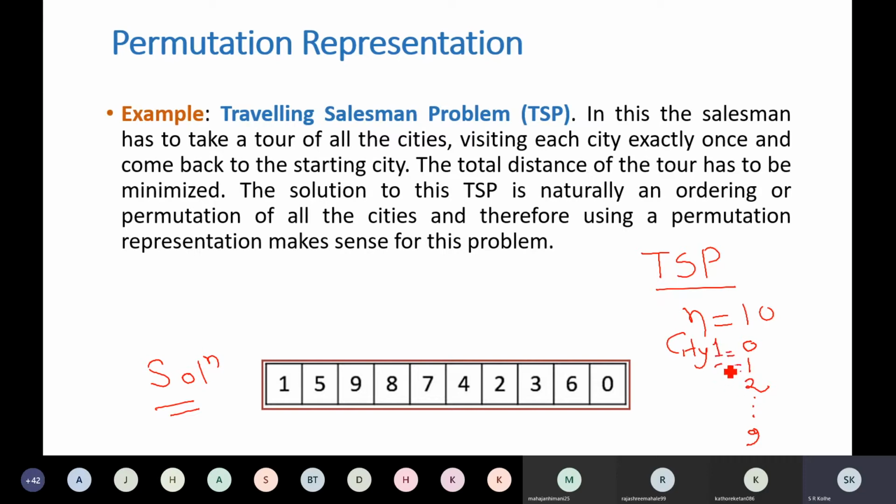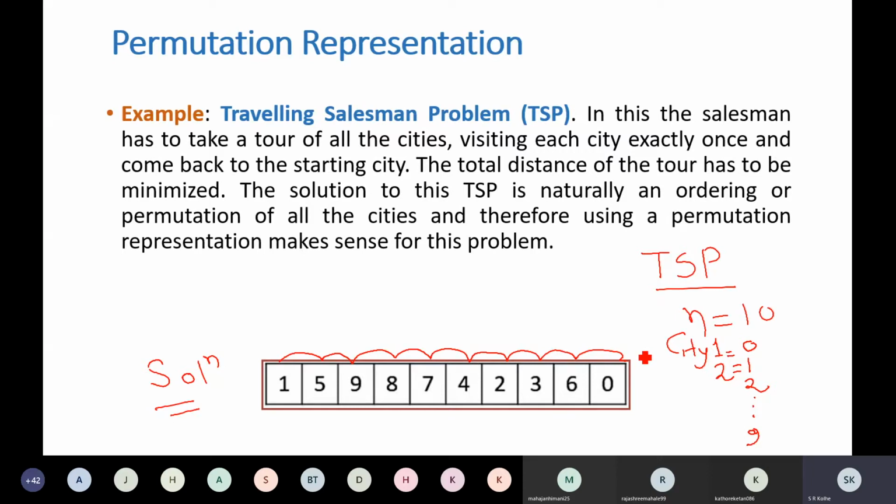2 means city 2 means 1, like this. So this is one possible solution. For example, the salesman has visited city 1, then 5, 9, 8, 7, 4, 2, 3, 6 and 0, again 1. So what you can observe from this representation is that no number is repeated here.